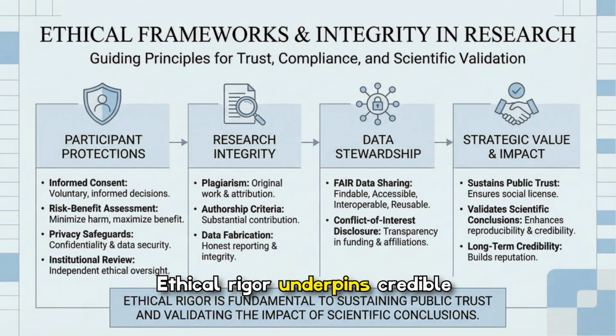Ethical rigor underpins credible research, starting with participant protections like informed consent, privacy safeguards, and independent review. Research integrity includes avoiding plagiarism and fabrication and applying authorship criteria fairly, while data stewardship follows FAIR principles and discloses conflicts of interest. Together, these practices sustain public trust, validate conclusions, and ensure that scientific contributions have lasting strategic value.